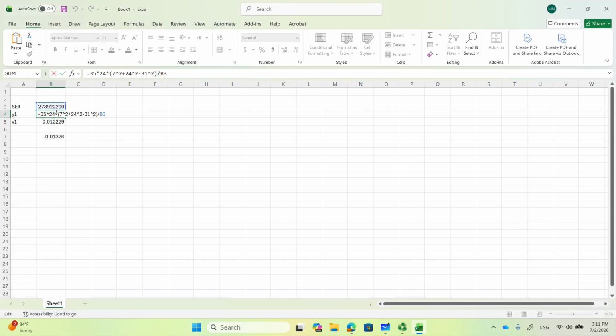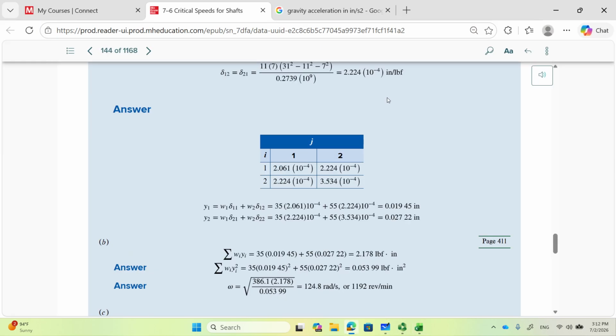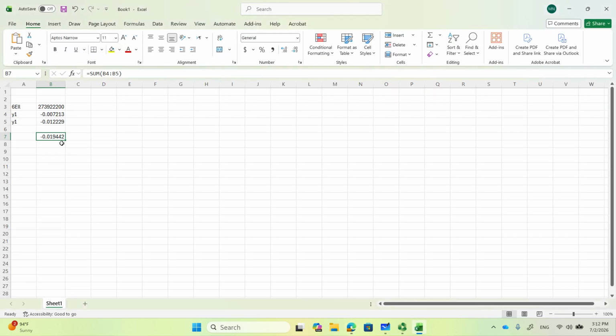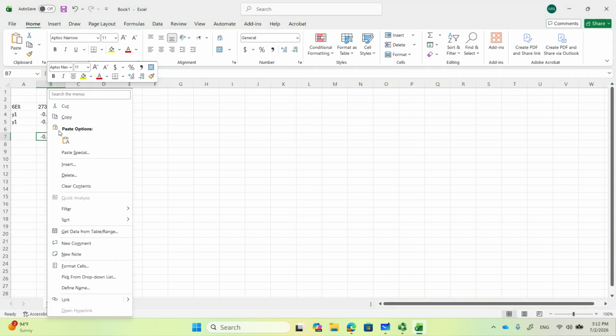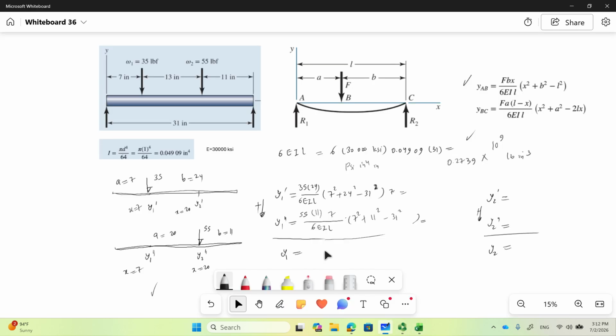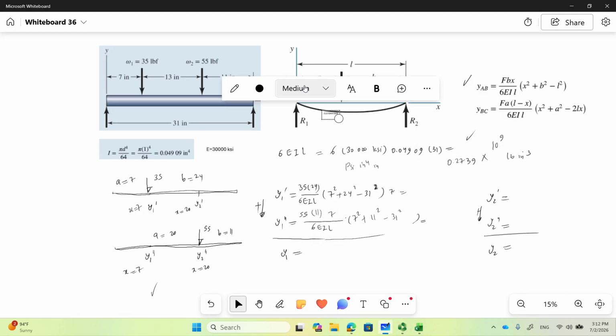Alright, so we got to do those two. So here actually, what I need to do, multiply this by 7 again. There you go. So look, y1 prime, this is y1 prime. This is y1 double prime. When I added them to each other, I got 0.019442, which is very close to here. 0.01944 what I have, right? So very close. Alright, so y1, let me see if I can copy paste this guy here. Where did it go? It went here.